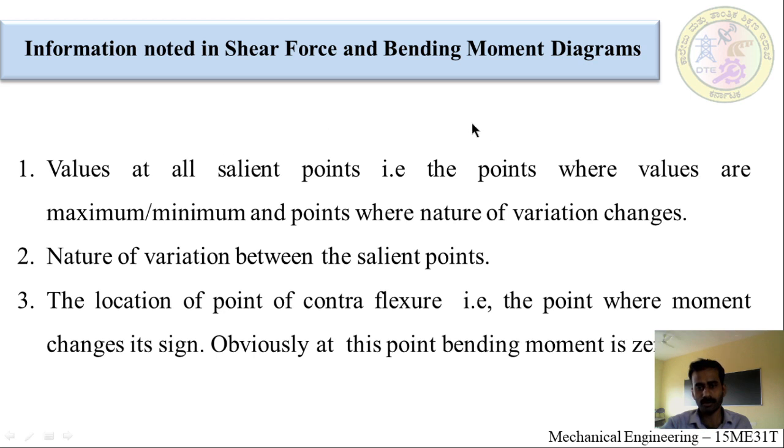In between the salient points, we can see the change in the nature of variation. The third one is the location of point of contraflexure. We can also identify the location of contraflexure, that is the point where moment changes its sign. That is, at this point the bending moment is 0. That also we can identify from the bending moment diagram.